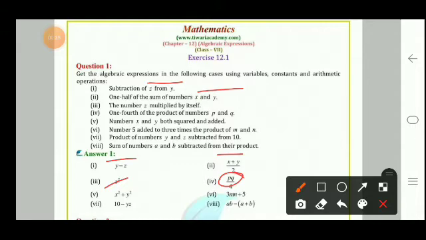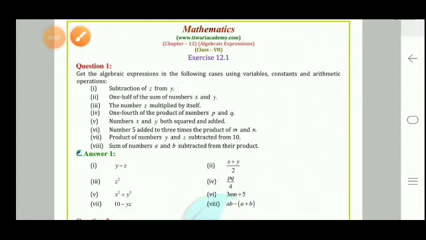numbers x and y both squared and added, so x square plus y square. Then we have the number 5 added with 3 times the product of m and n, so 3mn plus 5. Product of the numbers y and z subtracted from 10, so product is yz, subtracted from 10 means 10 minus yz. Then the sum of the numbers a and b subtracted from the product, so sum is a and b, subtracted from ab, so ab minus (a plus b).